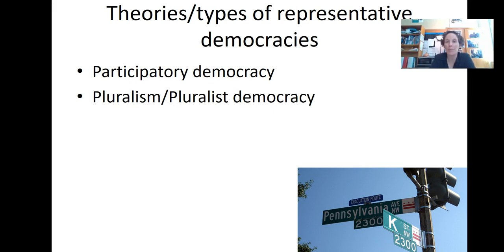Okay, the next theory, you could put a smiley face next to this one. This is a very optimistic theory. It's probably the theory that Madison would like best, that he would have hoped for our republic to be. And this theory is a bit outdated, popular in the 50s and 60s, and has lost a lot of support.